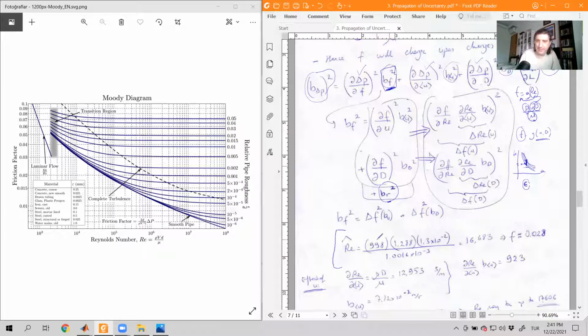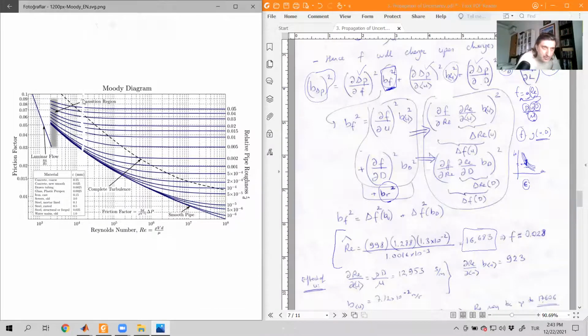When we put in the density value, velocity, diameter of the pipe and viscosity value, we find the Reynolds number to be equal to 16,700. So therefore, it's going to be somewhere here, I guess. Now, depending on the smoothness, I don't know whether you can see it, we have some smoothness values here.